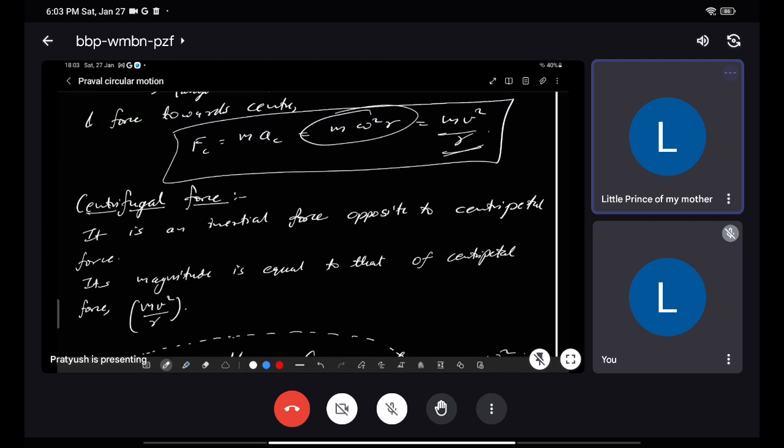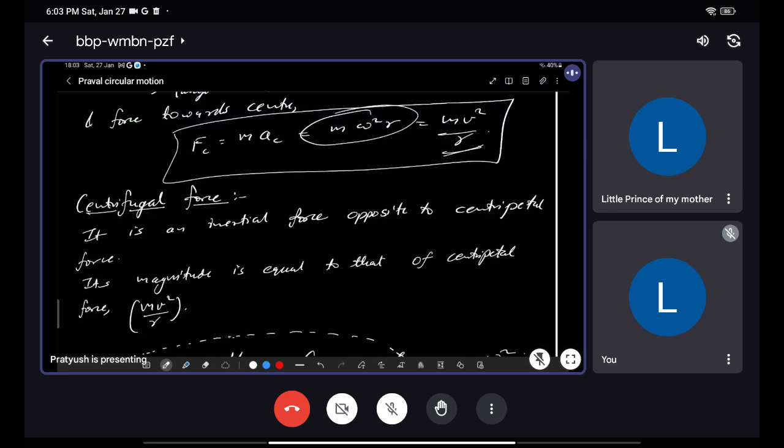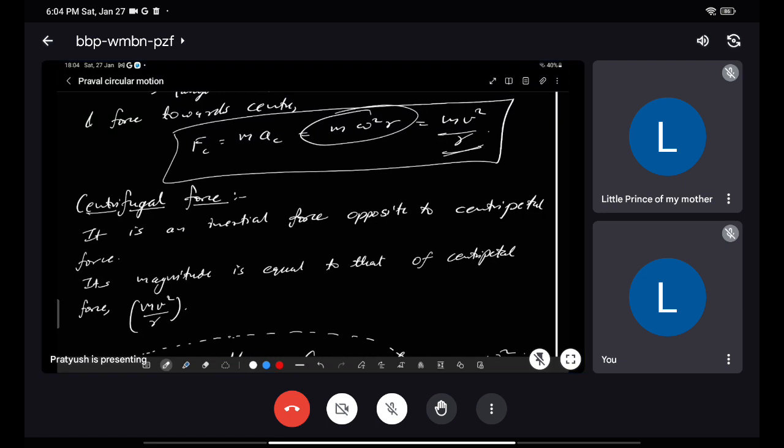Sir, it is an imaginary force, sir. Yes, it is imaginary force. Why? Because when you are sitting in the car, you are unable to know the cause of the force. Getting it? Yes, sir. You cannot know the cause of the force inside the car. So that's total force we can say. Yes, this is pseudo force.